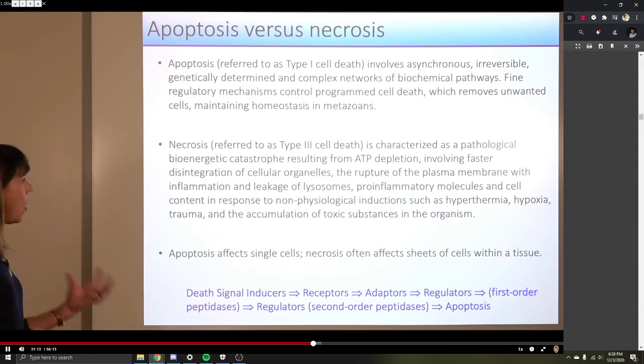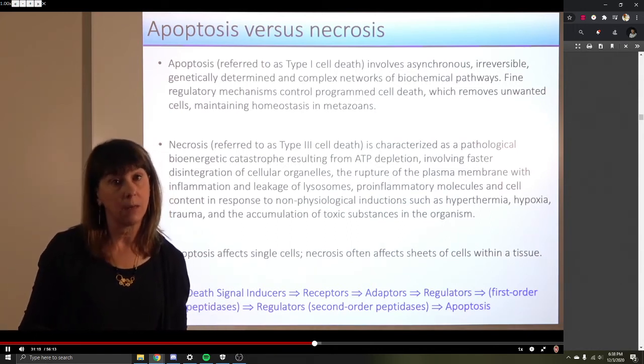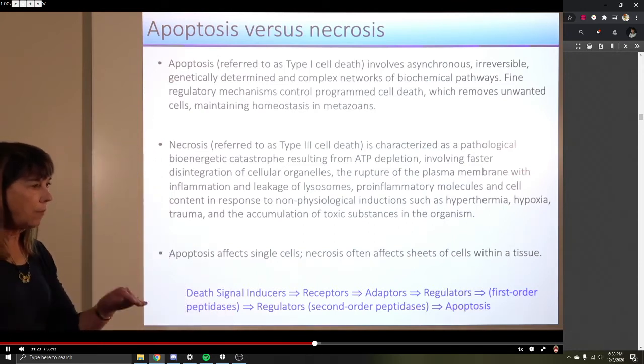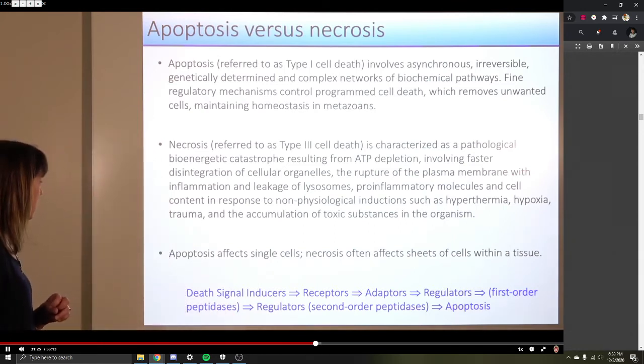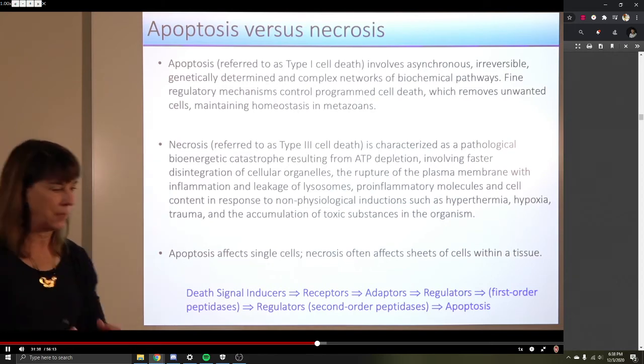And it's a very complex mechanism, and it has to be when you think about it. You don't want cells committing suicide unless it's time to go, unless there's a signal that says it's time to go. It's a very complicated and tightly regulated system. So it involves death signal inducers, receptors and adapters and regulators and other regulators, but what you have to understand is it ultimately comes down to cysteine peptidases.